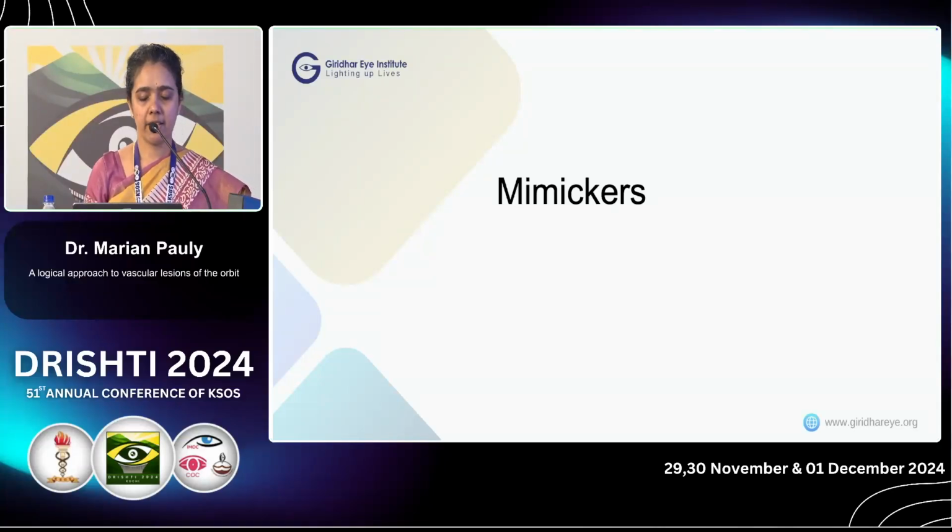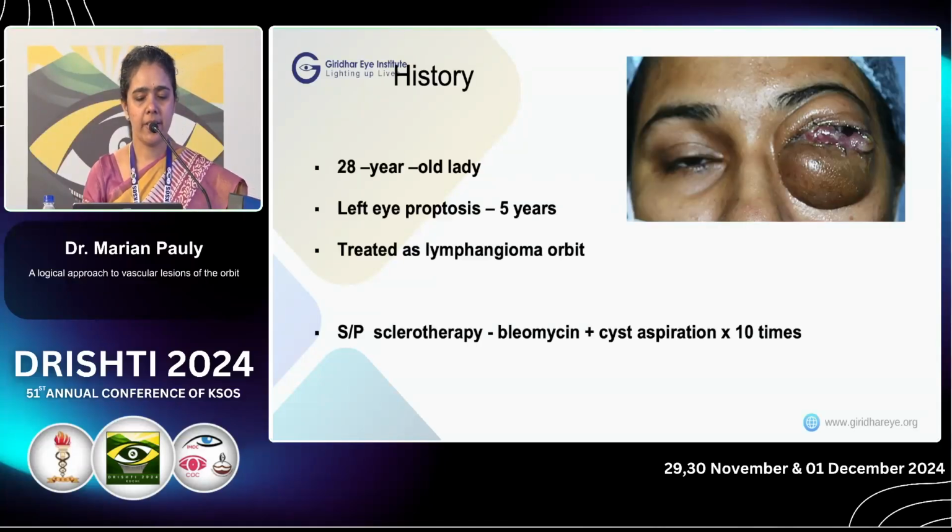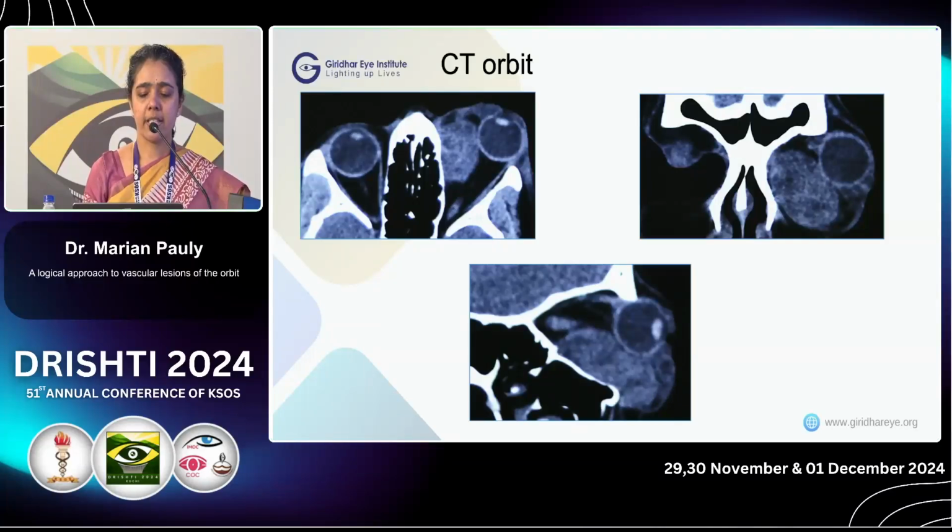But he had a recurrence recently. I'll just share one case. Vascular tumors are always very tricky. This patient, 28-year-old, had left eye proptosis for 5 years, treated as lymphangioma with sclerotherapy, with bleomycin, cyst aspiration, etc., 10 times. So this was a CT scan.